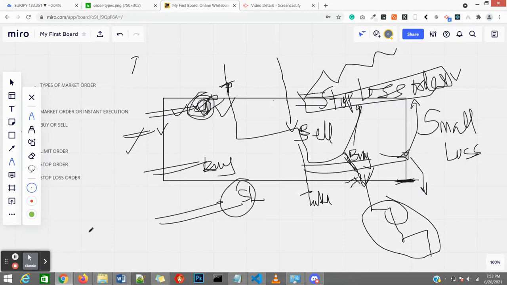So TP, take profit, is like the direct opposite of a stop loss order. Don't confuse it. Stop orders are different from stop loss orders. Stop loss orders are the ones you use to protect your account. Then of course you know the difference between a limit, a stop, and an instant execution right now. So this is it about the video.